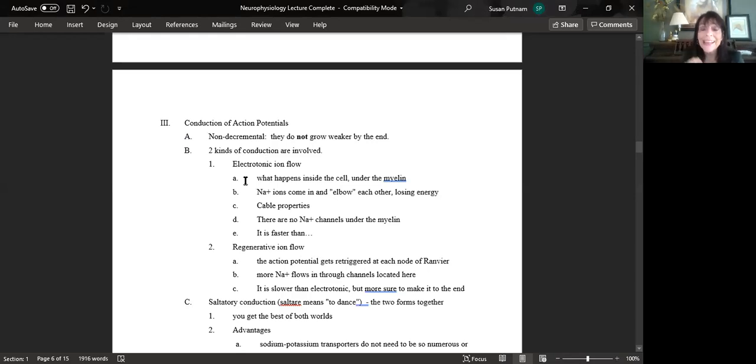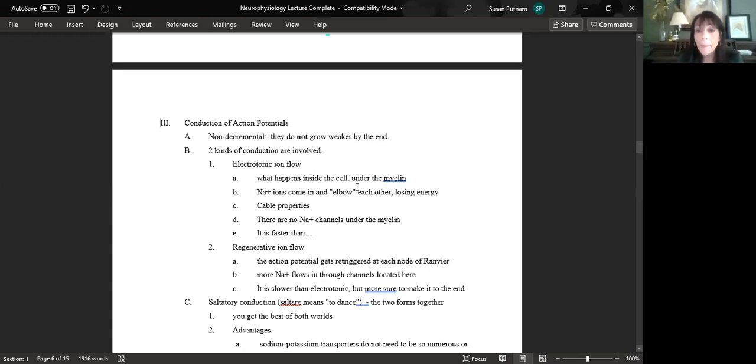Electrotonic is what happens in the cell under the myelin. Do you remember how we have myelin sheaths that cover the axon of some neurons? Sodium ions come in, if you remember those gated channels, and the sodium kind of elbows its way until it reaches, inside the axon, another sodium channel, which will then change configuration, open up, and allow more sodium to come in.